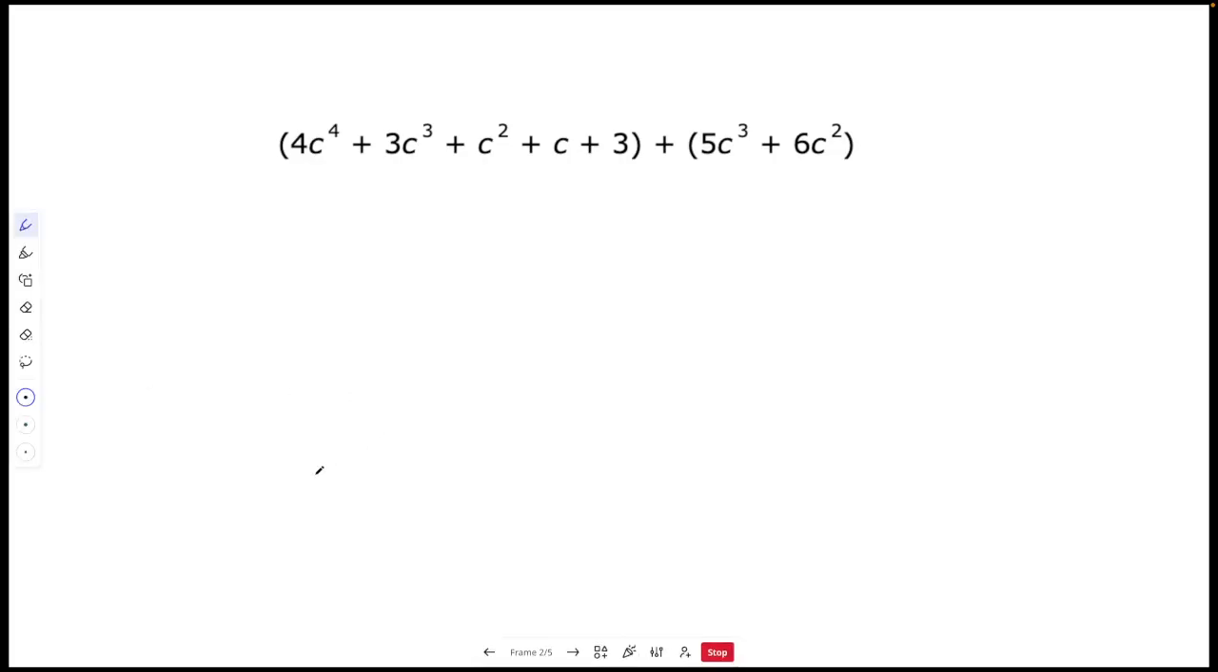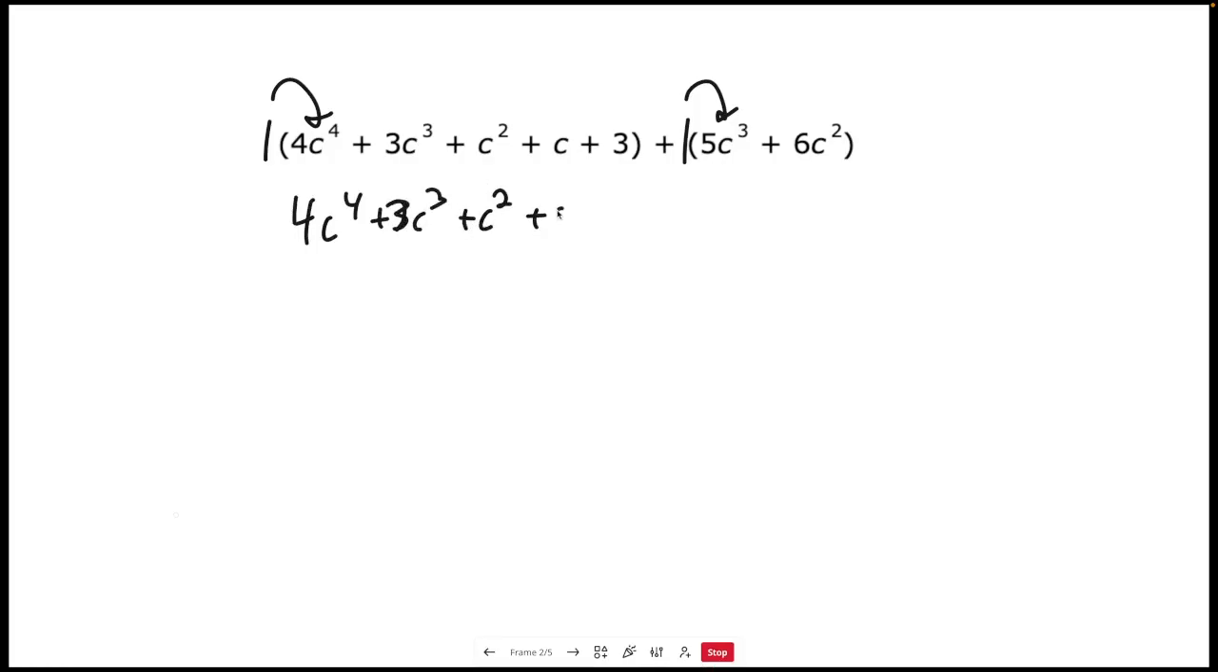All right, so here we have our problem. And with the parentheses, all we need to realize is that there's invisible ones in front. So it's like we're distributing +1 and +1. Now, the good news is that multiplying by +1 doesn't change anything. So it's kind of like you can just ignore the parentheses. And so here's our problem without the parentheses.